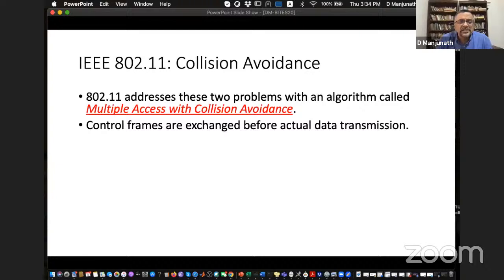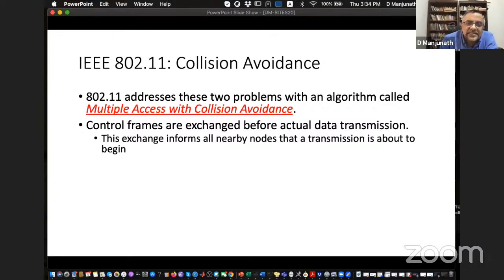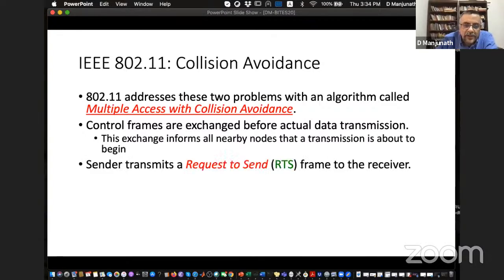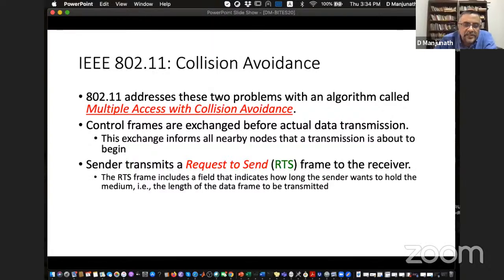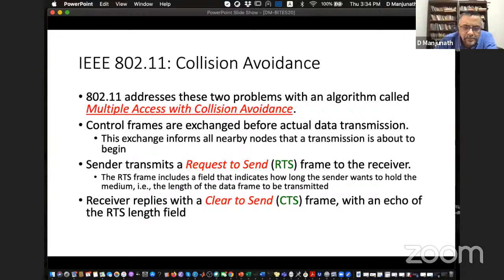Yeah, so this is basically a summary of what I just said. There are control frames that are exchanged before actual data transmission. This exchange informs all nearby nodes that a transmission is about to begin. Sender transmits an RTS frame to the receiver. The RTS frame includes a variety of information about the impending transmission.